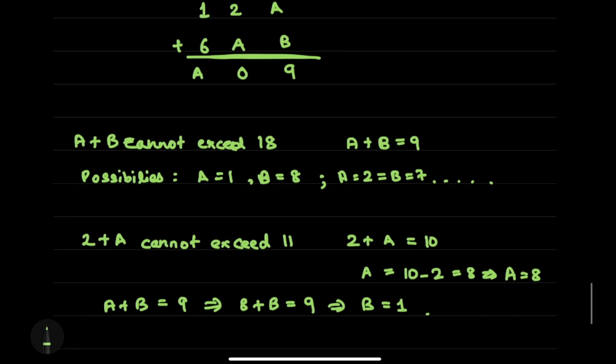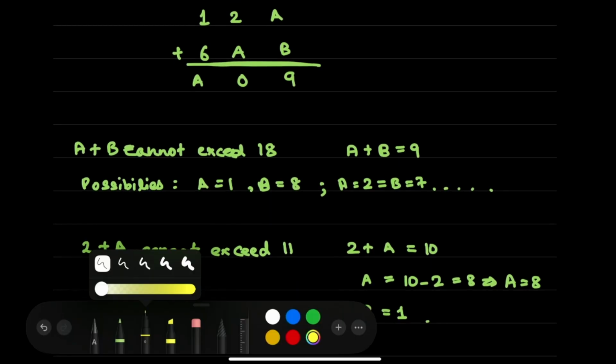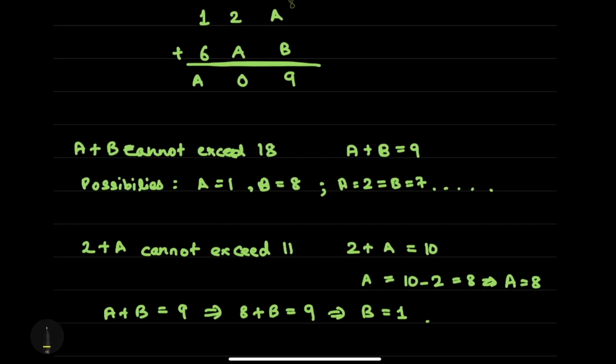We can also check whether our answer is correct or not by putting these values. So let's put a here, 8 here, 1 here, and the sum of those two would become 9. And then we have a here. So 2 and 8 would become 10. And then we go to the hundreds place. So 1 plus 1 plus 6 would become 8 again. So that's correct.